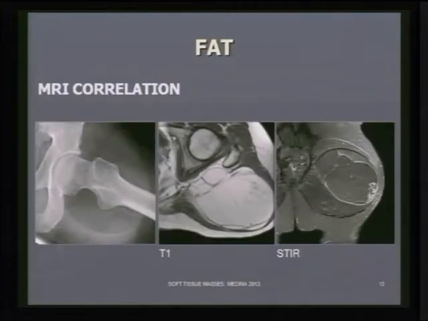This is another example of a fatty tumor arising in the groin or hip region. This is a lateral radiograph of the hip. You can see the tumor here. Not completely fatty, and the MR correlation is here, the axial T1 and STIR sequences, showing a tumor which has the same signal characteristics as subcutaneous fat and contains some thin fibrovascular septa.